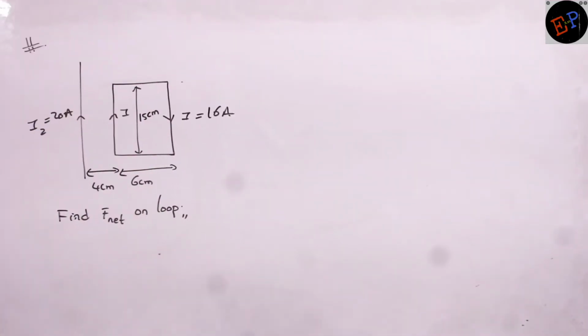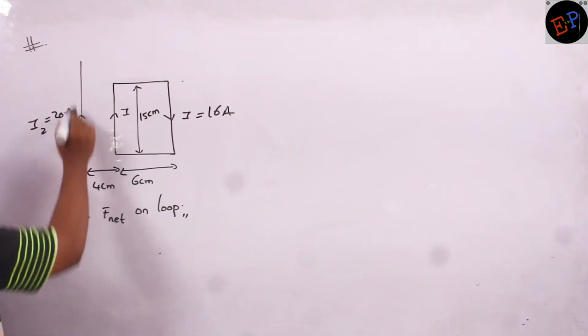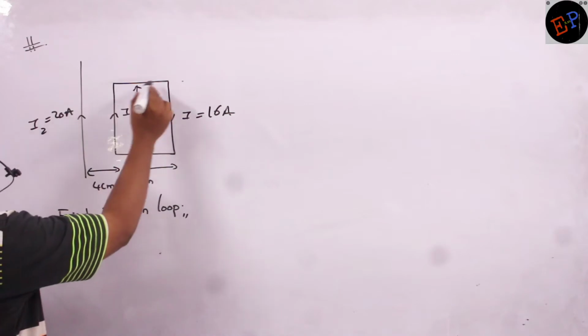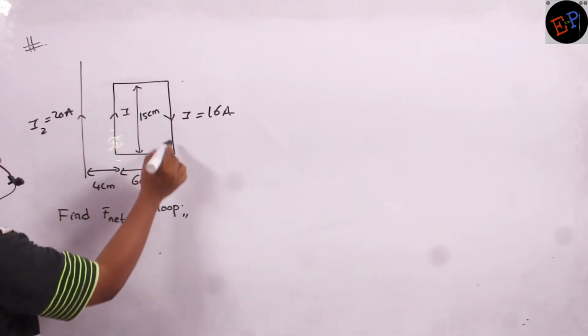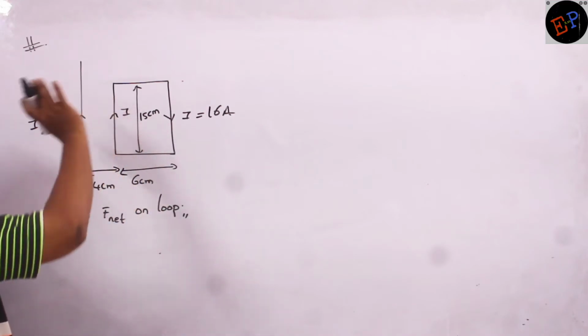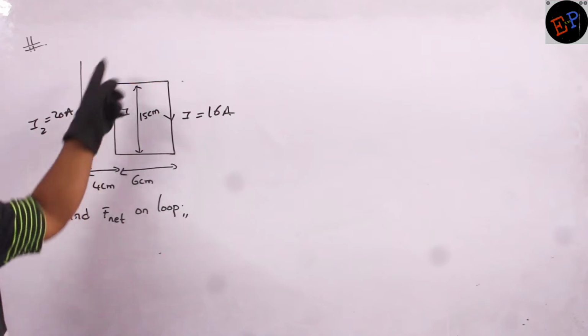See, ma'am. So this is a straight conductor, ma'am, which is carrying a current of 20 amperes. And this is a loop, a rectangular shaped loop. One length is 6 centimeter, another length is 15 centimeter. And it is carrying a current of 16 amperes in this orientation.